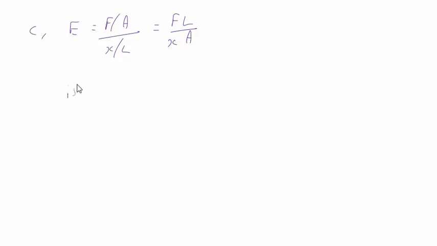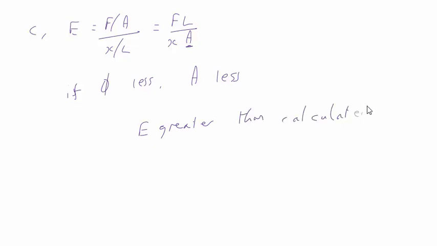So if the diameter was less, the area would be less, and that is a term on the bottom here, which would lead to the Young modulus being greater than calculated. This is because it would give a greater gradient on the graph.